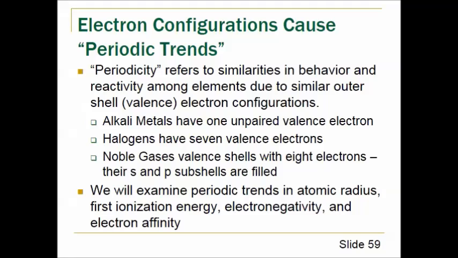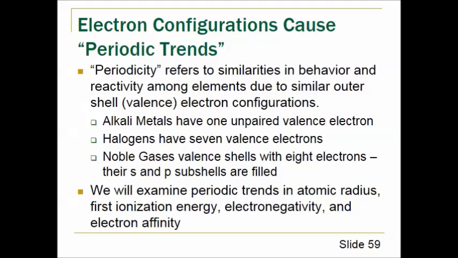periodic table. The periodic table gets its name periodic because periodicity refers to similarities in behavior or reactivity due to the valence electron configurations of the elements. For example, alkali metals have one unpaired electron in their valence level. They all end in an s1 electron configuration. Because of that, they tend to have similar chemical behavior.